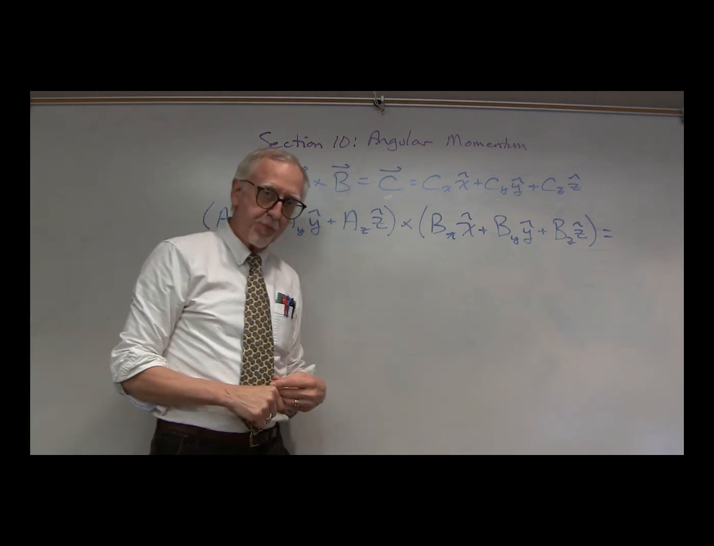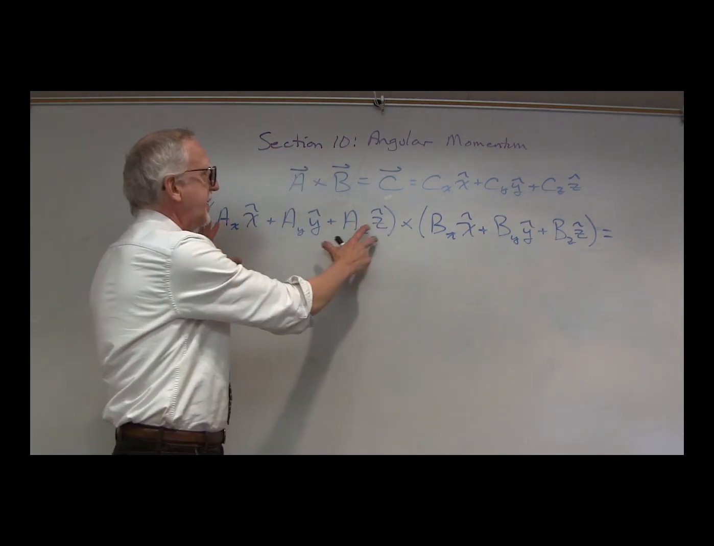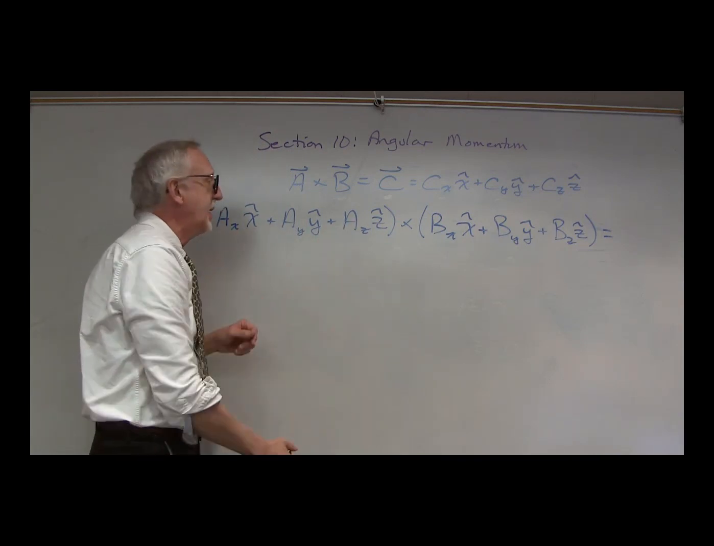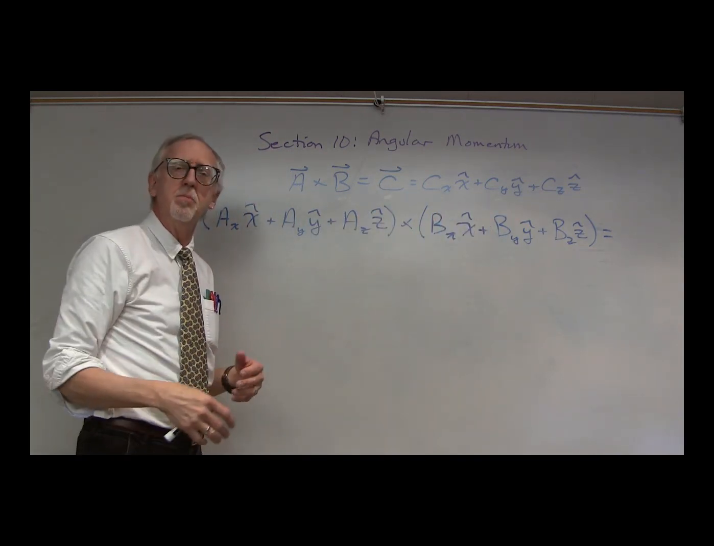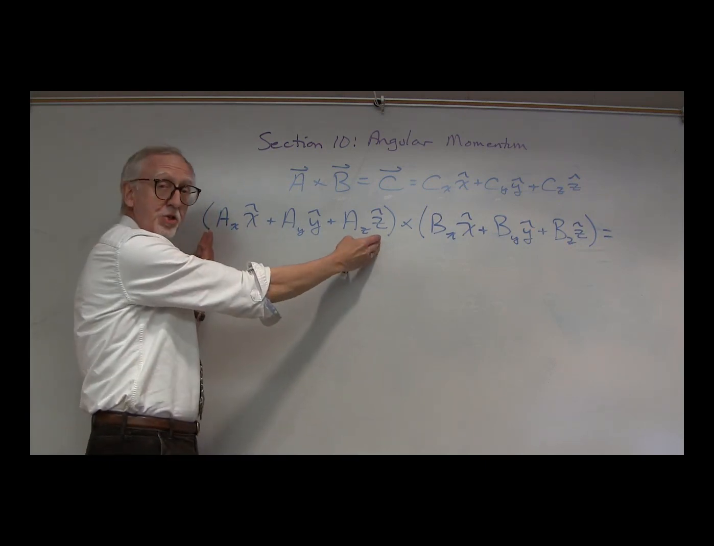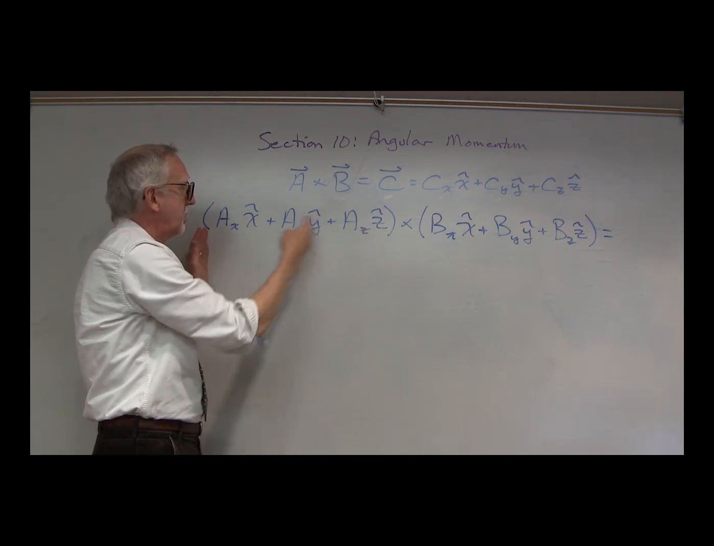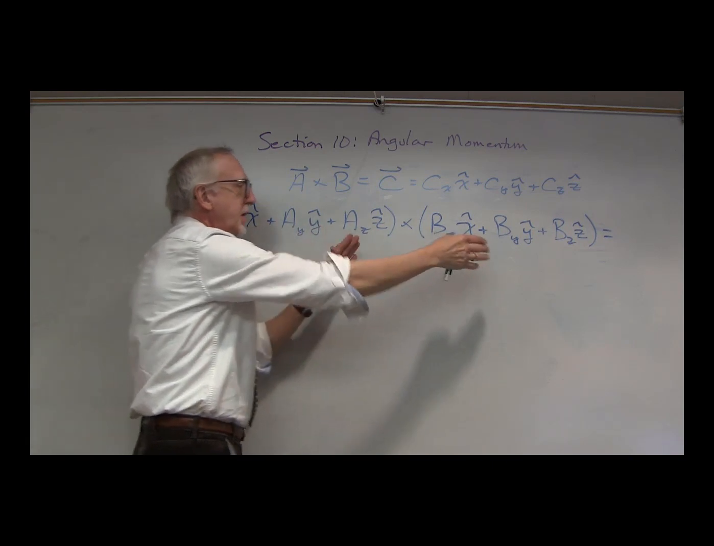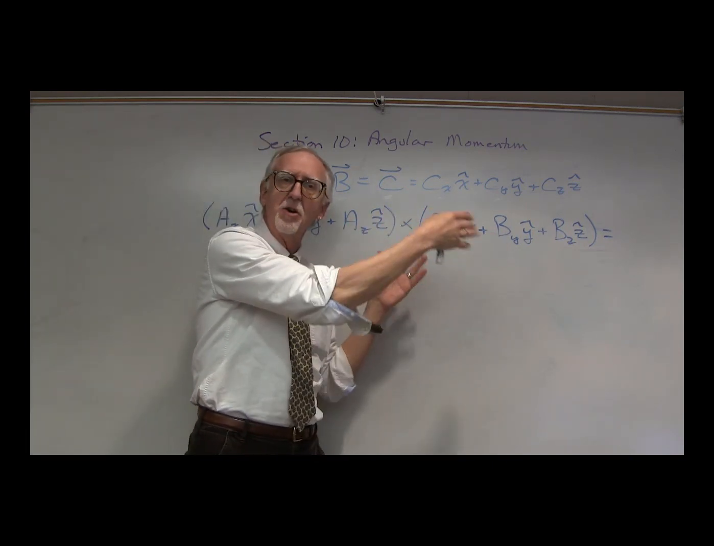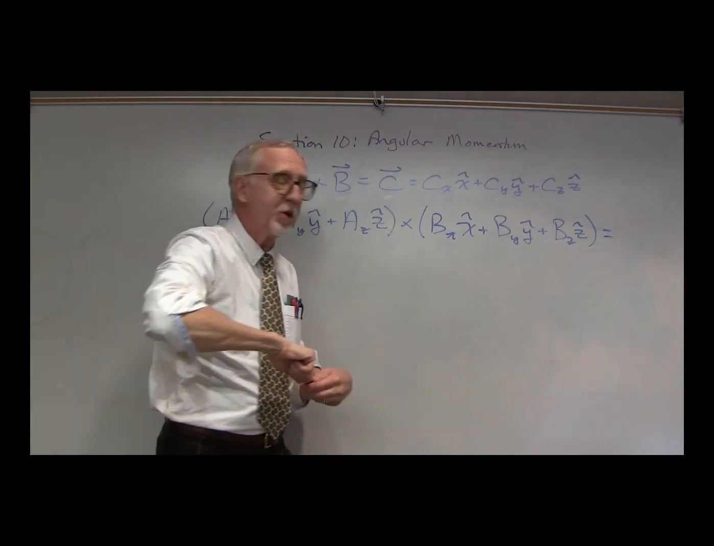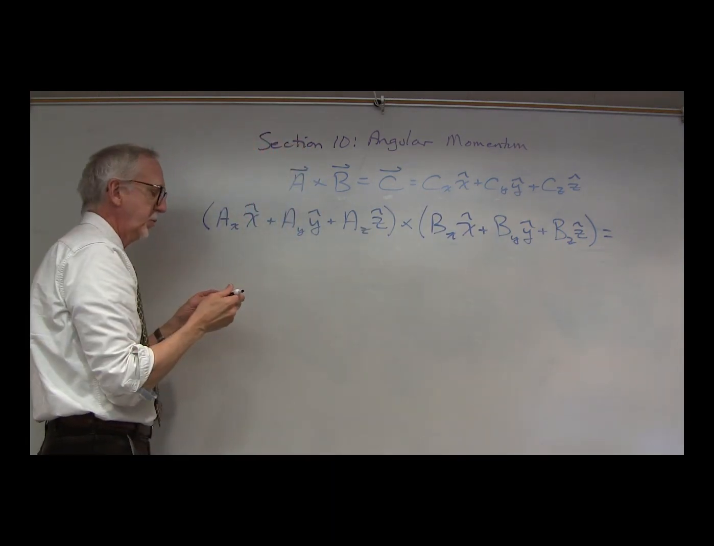With the distributive property, the cross product of these sums we can then separate into cross products of each individual term. So just like we were multiplying two numbers that were the sum of 3, we could just take the first times the first, the first times the second, first times the third, etc., etc. So that's what we're going to do. We're going to cross these and see what we get.